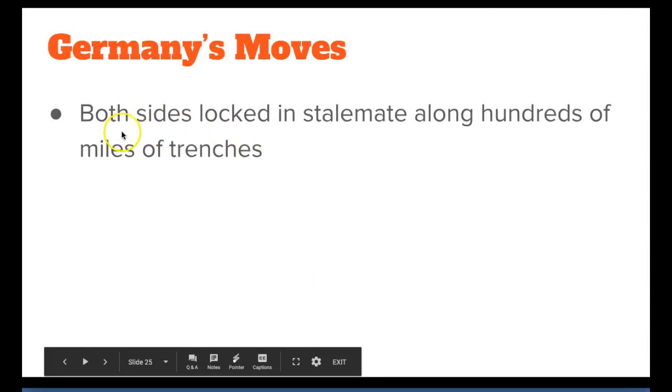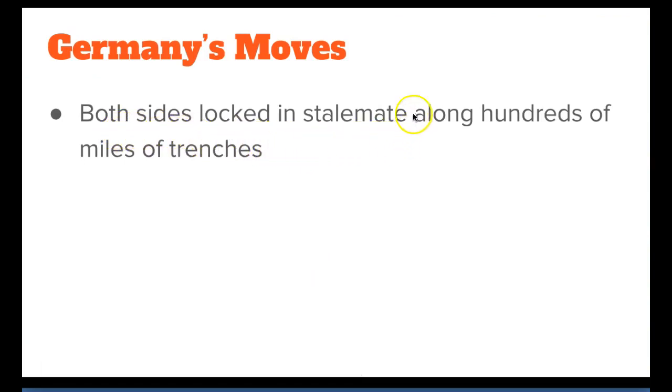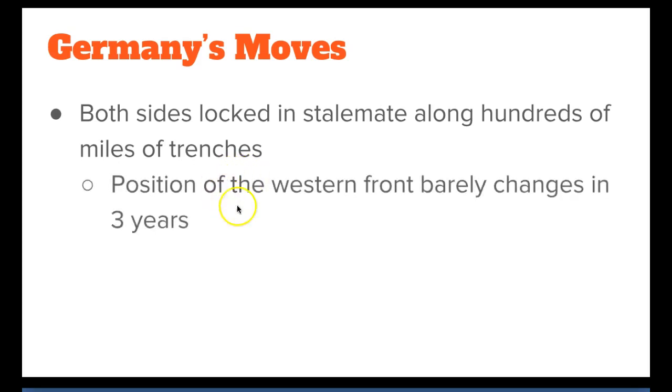So, what you want to know is that both sides become locked in a stalemate. Stalemate means that it really doesn't move. So this stalemate is along hundreds of miles of trenches. And in our next lesson, we're going to talk about trench warfare. So the position of the Western Front barely changes in 3 years.